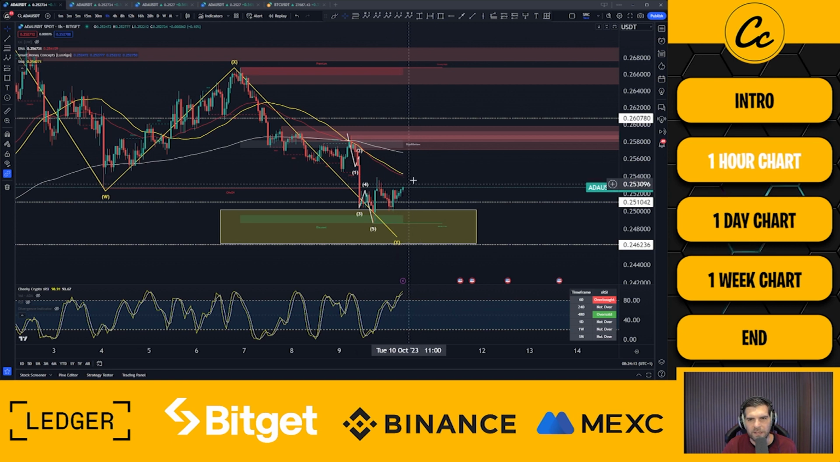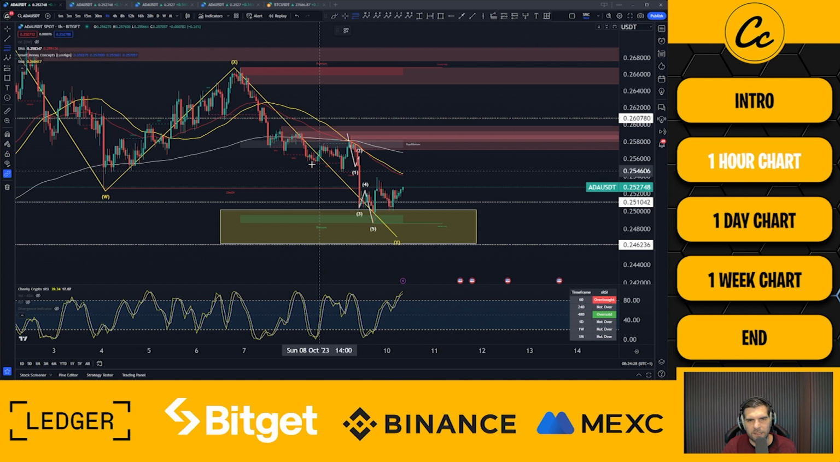Now we may test those EMAs, the 50 EMA and the 50 SMA at 25.4 cents approximately, just up here a little bit further to the upside before going down. But ultimately, we will be looking for another 5-wave drop to the downside in my opinion.